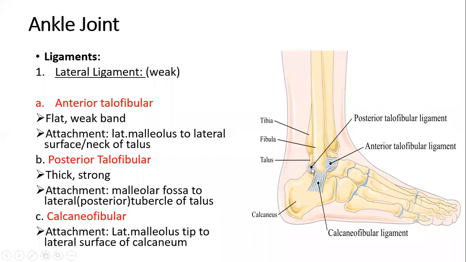Posterior talofibular ligament, here you can see the posterior talofibular ligament. It is actually the thickest and strongest among these 3 bands of lateral ligament. It is attached to the malleolar fossa and extends till the lateral or posterior tubercle of talus. Then we have in the middle the calcaneofibular ligament, or band of lateral ligament. It extends from the tip of the lateral malleolus up till the lateral surface of calcaneum, that is the bone of the heel.